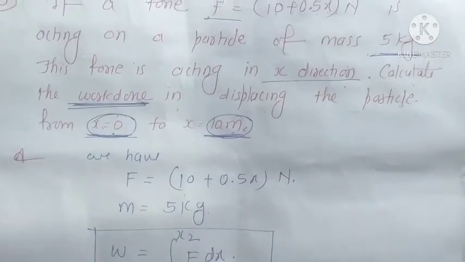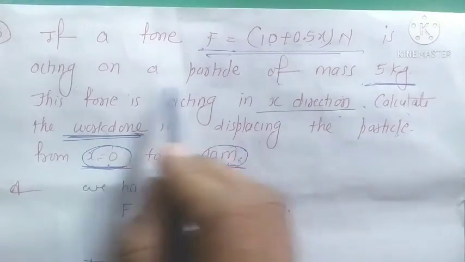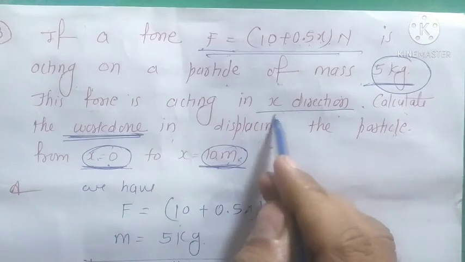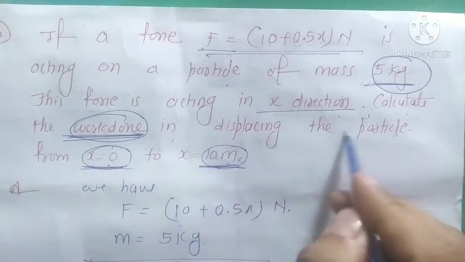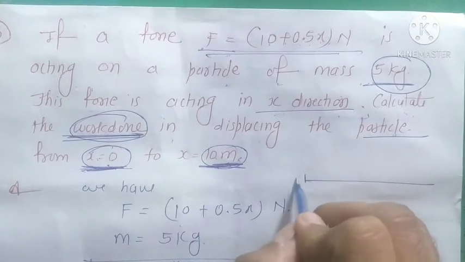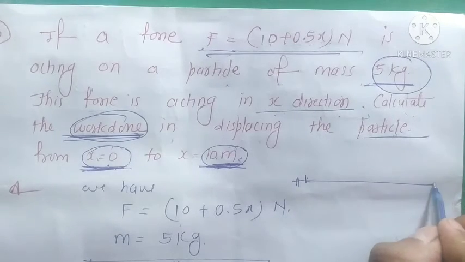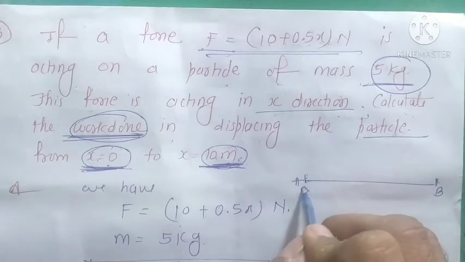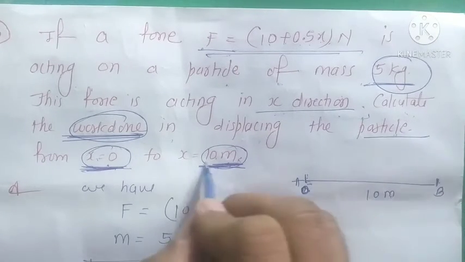So in this problem, I repeat again, the force is already given here. This force is acting on a particle of mass 5 kg. This force is acting in x direction, horizontal direction. So calculate the work done in displacing the particle from x is equal to 0 to x is equal to 10 meter. Initially the particle is at position A, and after the force is applied on this body it reaches the new point B. So the initial is at 0 and the final is 10 meter.